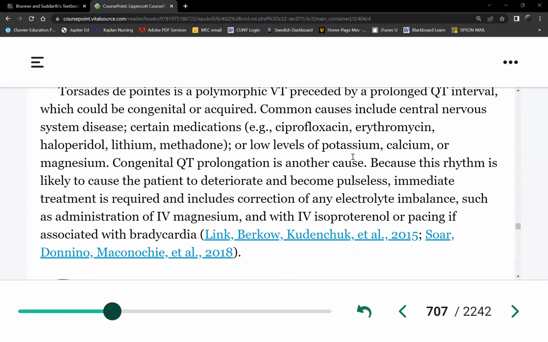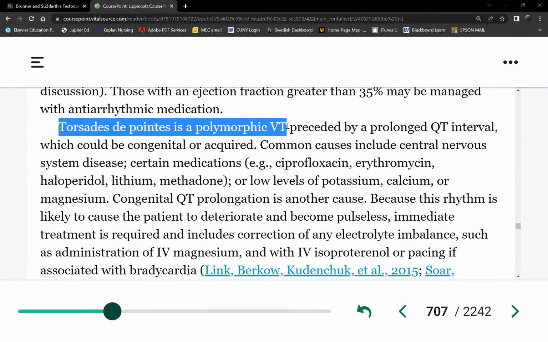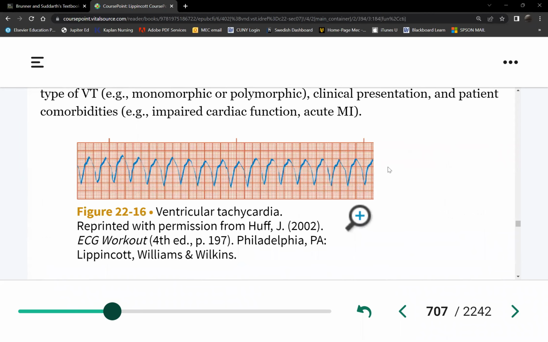There's no picture in your textbook. But as described here, Torsades de Pointes is a polymorphic VTAC. So the regular VTAC you see here is what we call monomorphic. Okay, so only one shape. Polymorphic is the Torsades de Pointes.